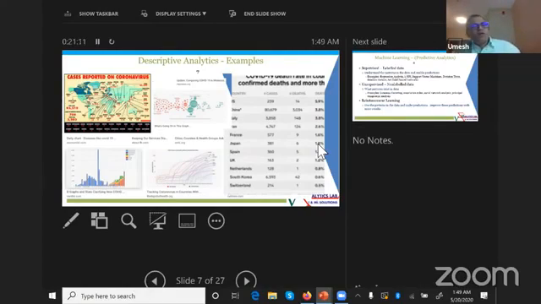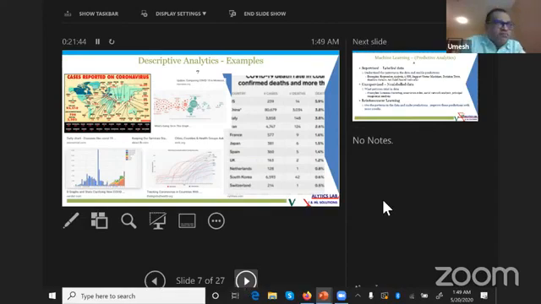However, during the process of building machine learning models, we do adopt some of the descriptive analytics techniques in order to explore the data and build the models to achieve the maximum performance of the model. So this is what is descriptive analytics. So let's move on.